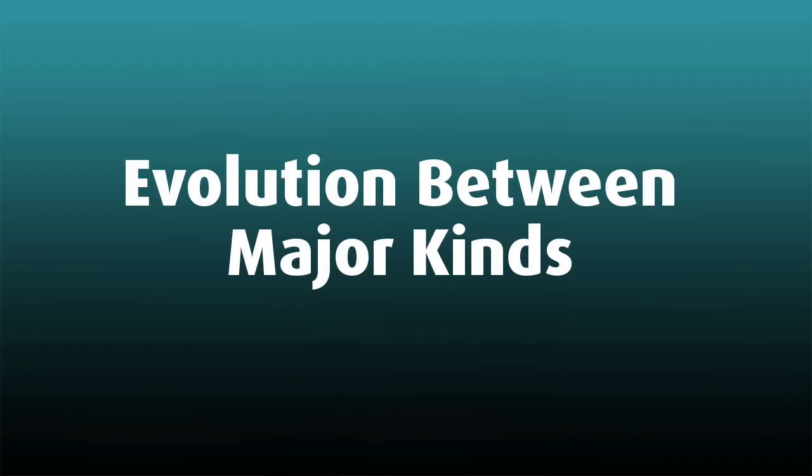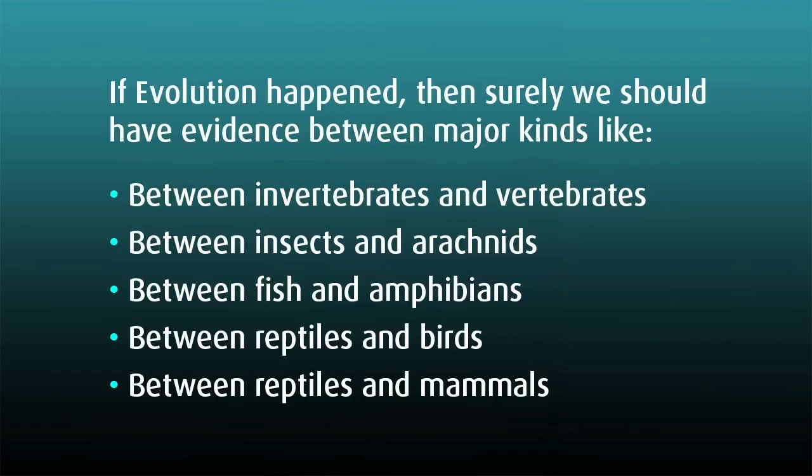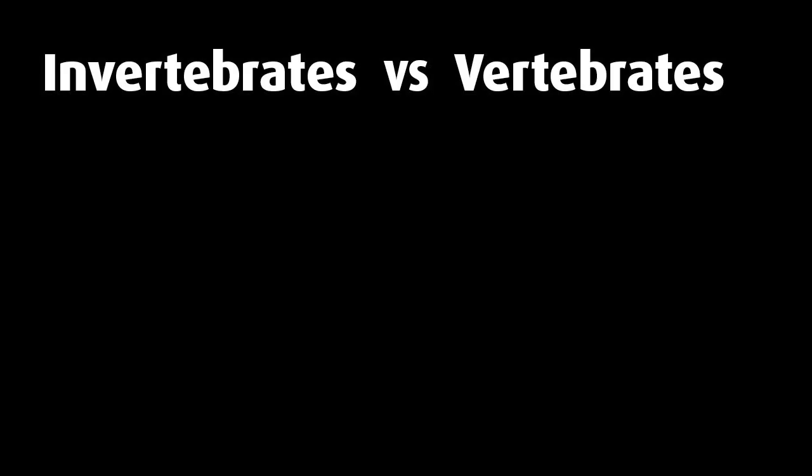Oh, what about evolution between major kinds of things? If evolution happened, then surely we should have evidence of some sort of intermediate thing between, for instance, invertebrates and vertebrates, between insects and arachnids, between fish and amphibians, between reptiles and birds, between reptiles and mammals. So let's look at those. We've got invertebrates versus vertebrates.